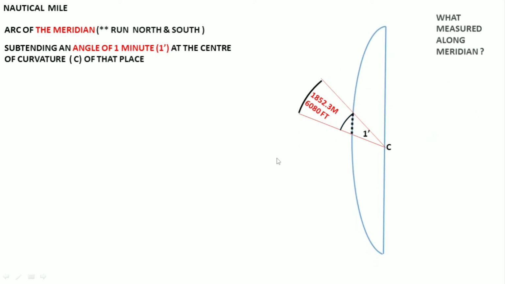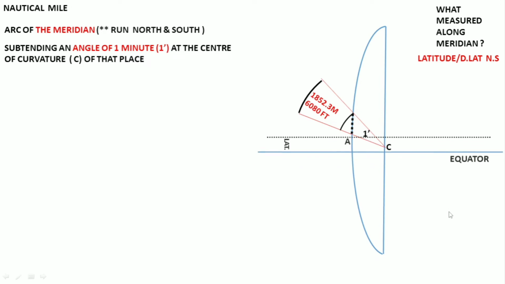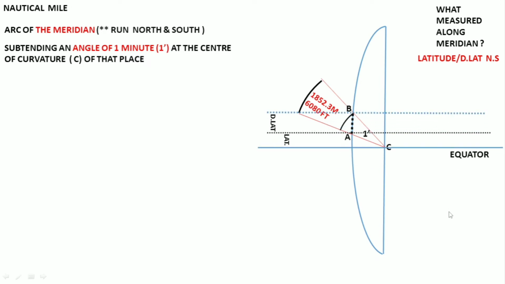Now, what do we measure along the meridian? We measure latitudes and d lat. That is the definition of latitude and d lat. And we are measuring them north and south. Now, this is an arc of the meridian, and a nautical mile is also an arc of the meridian. So if I go by the definition of nautical mile, d lat can be converted into distance. If I know the d lat between 2 points, I can call it the distance between 2 points also.